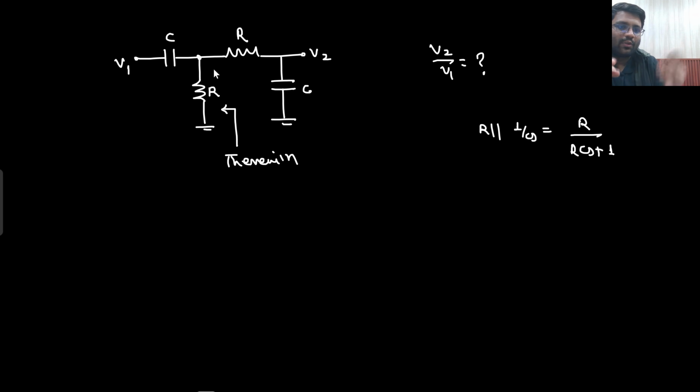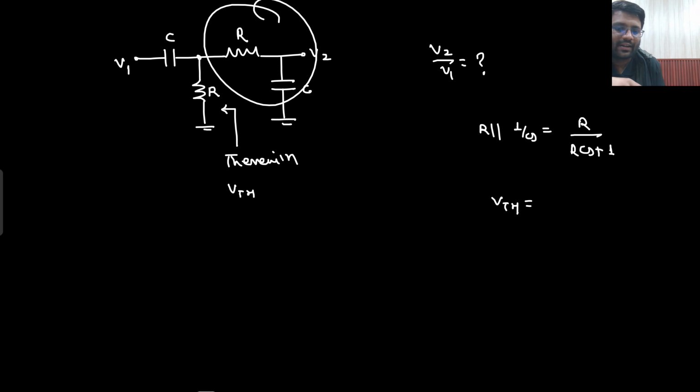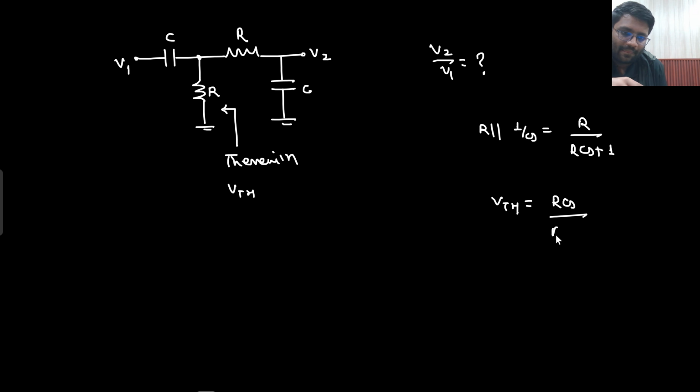And looking from here, how much voltage drop will I be getting? Let's say I'm finding the VTH here. So what will be the VTH? Thevenin voltage is the open circuit voltage. That means this will not drive any current. So that would come out to be R upon R plus 1 by CS into V1. So the CS would go here, RCS upon RCS plus 1 into V1.